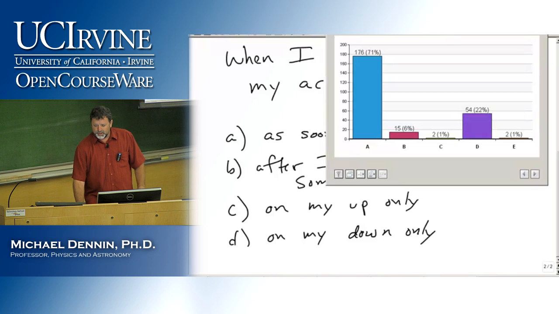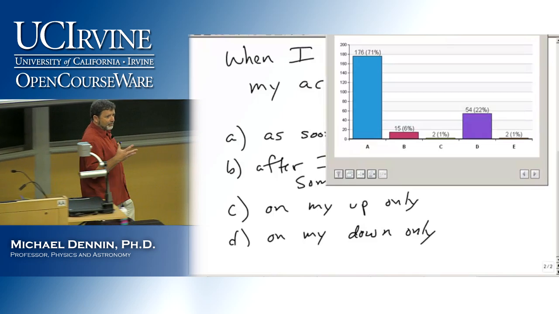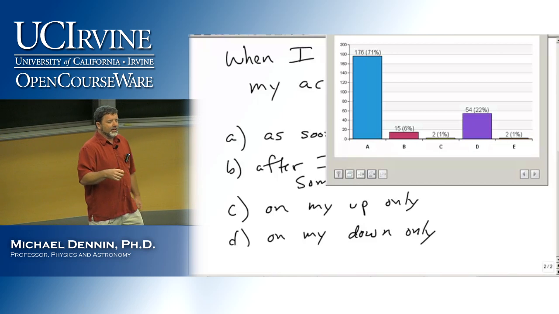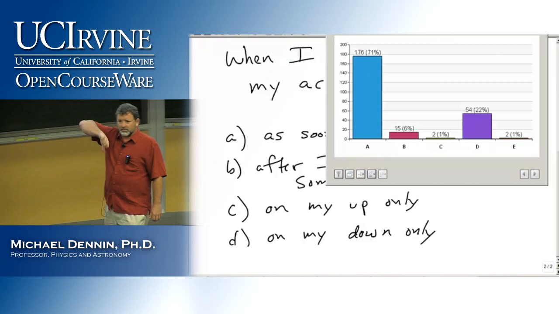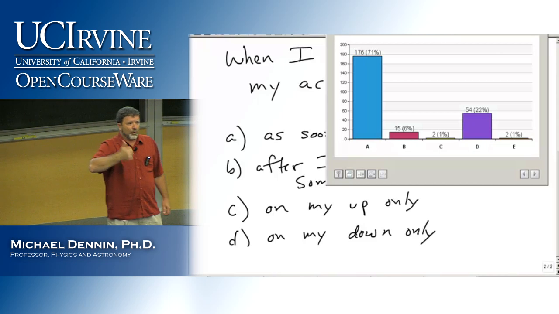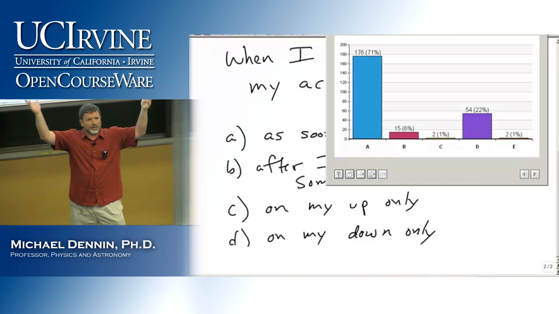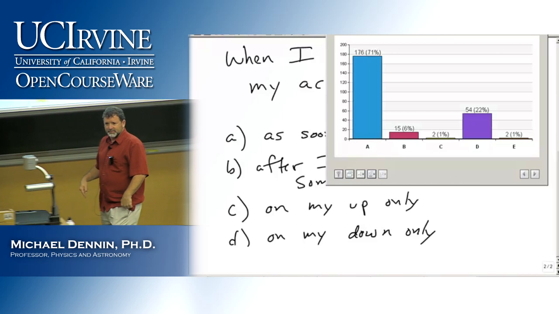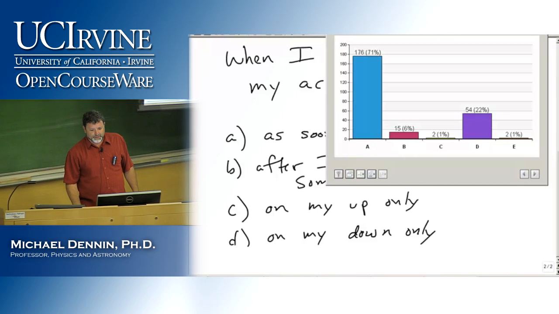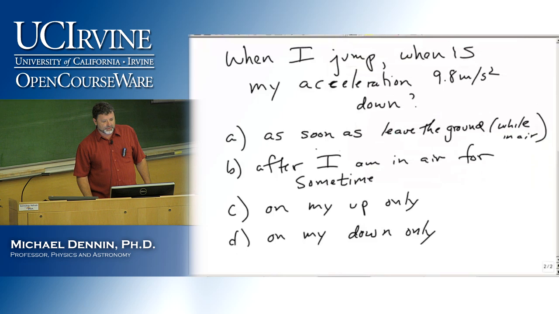Excellent. Most people went with as soon as I leave the ground. Keep in mind, the acceleration due to gravity doesn't care whether you're moving up or down. It's always down, and it's 9.8 meters per second squared. Why is that? Because when I'm going up, it's slowing me down. When I'm going down, it's speeding me up. And it's always there. So it's always 9.8 meters per second squared, and it always points down. And it happens as soon as I leave the ground.